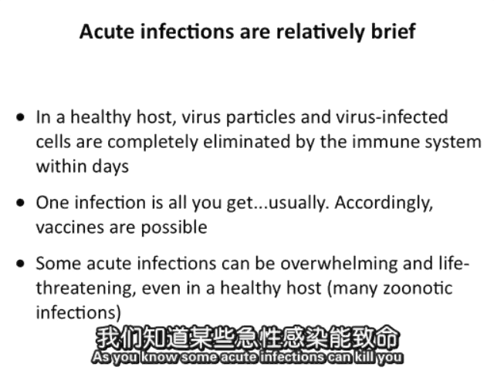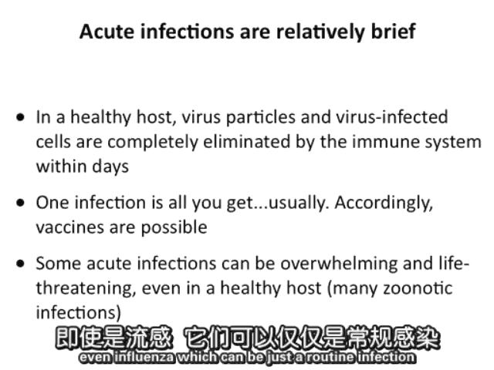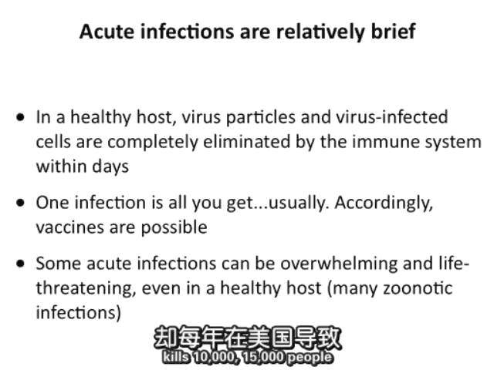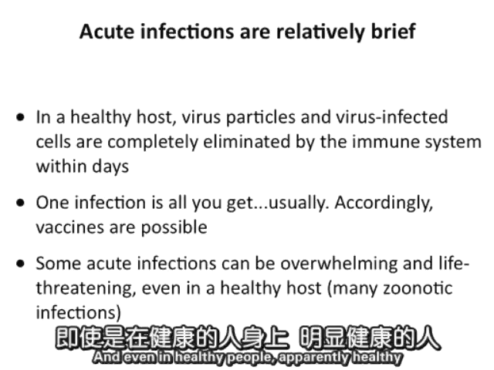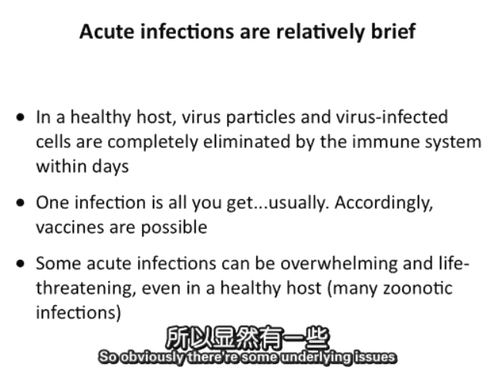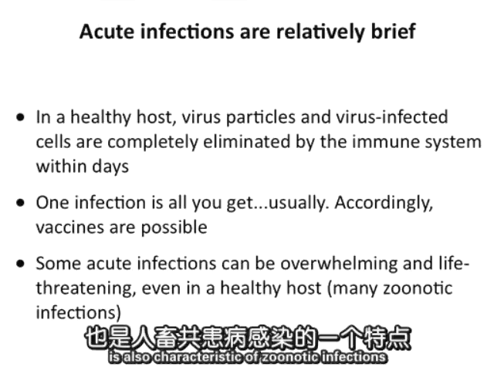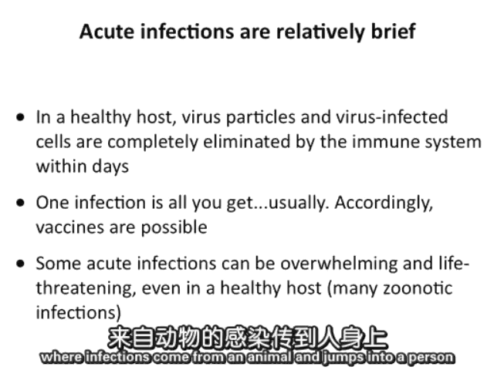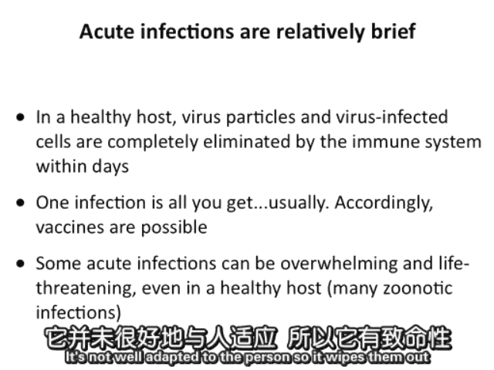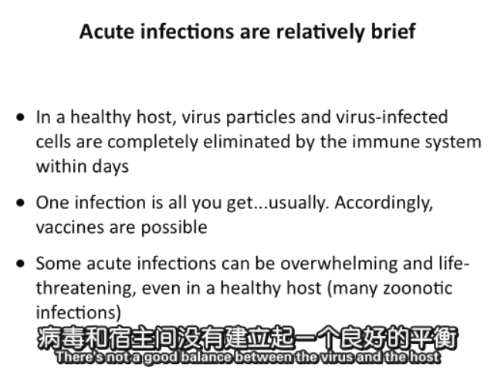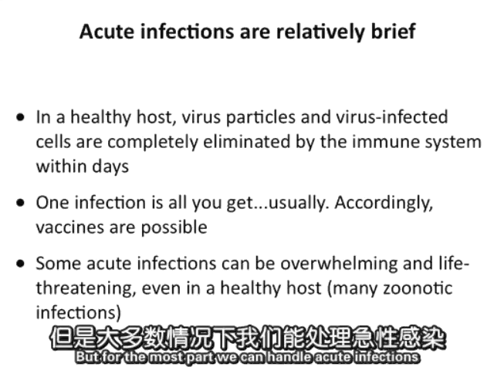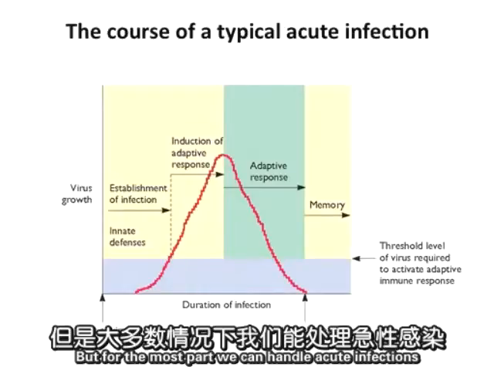As you know, some acute infections can kill you. Even influenza, which can be just a routine infection, kills 10,000, 15,000 people or more every year in the U.S. And that can happen even in apparently healthy people, so obviously there's some underlying issue that we don't know about. The acute infection that kills you is also characteristic of zoonotic infections, where the virus comes from an animal and jumps into a person. It's not well adapted to the person, so it wipes them out. There's not a good balance between the virus and the host. But for the most part, we can handle acute infections.